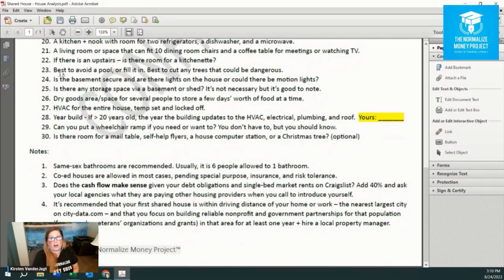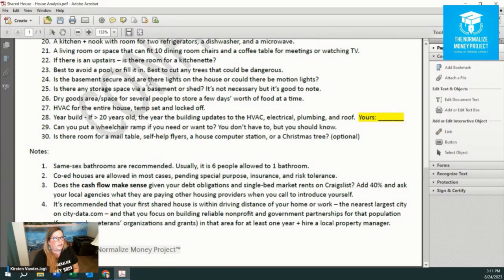Number 3, try and avoid pools. You could fill them in. I suppose that's completely up to you. But I don't think people are really going to use them in this scenario for this type of housing. Best to cut any trees that could be dangerous. So definitely take a look at any dangers. If you have big trees hanging over the house, you don't want them to fall on the house and somebody to get hurt.